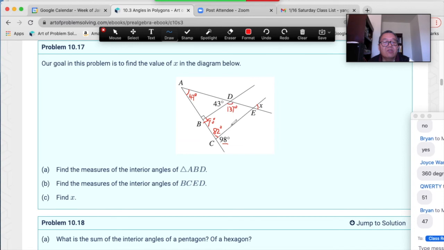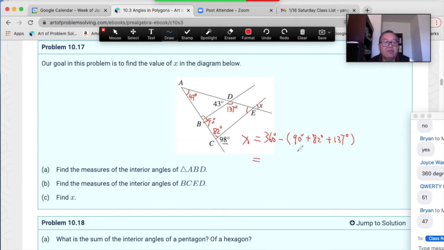Then you can use the quadrilateral: the sum of interior angles in a quadrilateral equals 360 degrees. Find this one. So we can do 360 degrees minus 90 degrees plus 82 degrees plus 137 degrees. Then you should get this angle. This angle is opposite of this angle. So that means x should equal this.